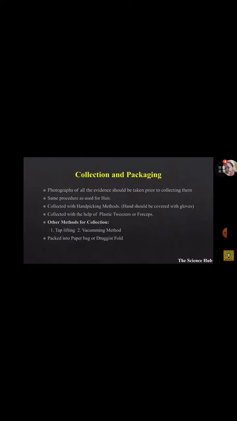Then, collection and packaging. Photographs of all the evidence should be taken prior to collecting them. Here the procedure for the collection is the same procedure used for hair. Fibers are collected with hand picking methods, where the hand should be covered with gloves. They are collected with the help of plastic tweezers or forceps. Other methods for collection are the tap lifting method and the vacuuming method. They are all packed in a paper bag or druggist fold paper.